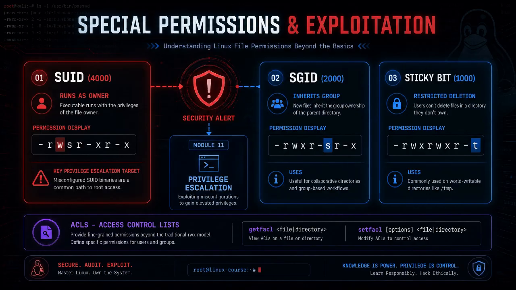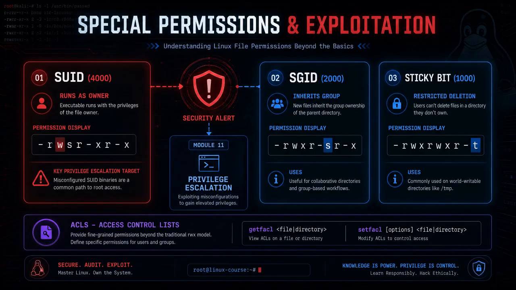SGID behaves the same way, but for a program's group instead of its owner. On a directory specifically, SGID does something different and genuinely useful. Every new file created inside automatically inherits that directory's group, exactly what a shared team folder needs. And the sticky bit, seen mainly on shared directories like /tmp, means only a file's owner, or root, can delete or rename it, even though everyone can write into the directory it sits in.